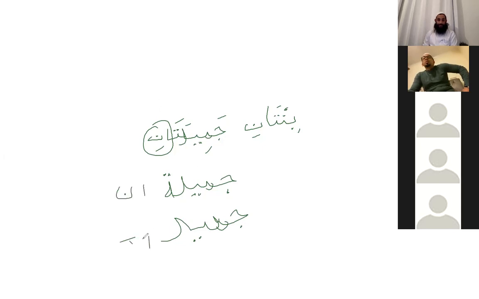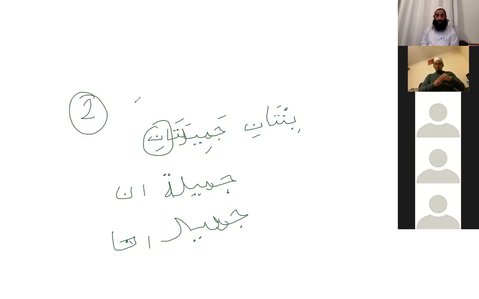Whenever you add the alif and the noon, you're referring to more than one, correct? More than one meaning two only. It's dual, meaning it will be two. Three and more would be the plural.